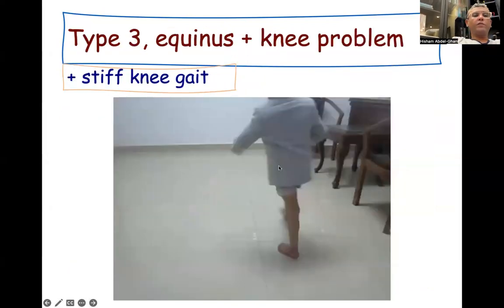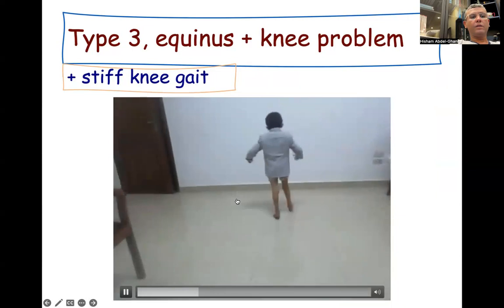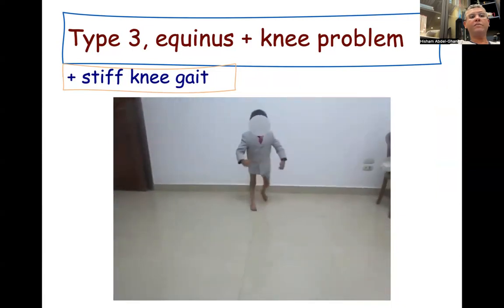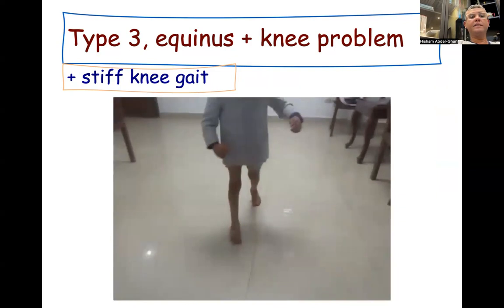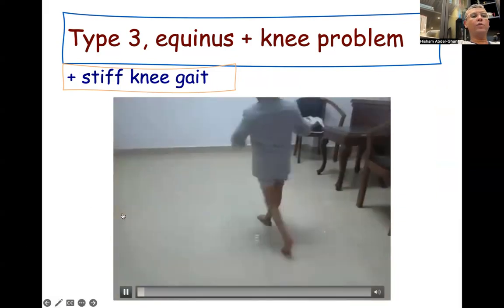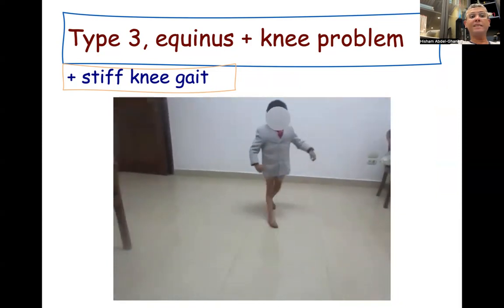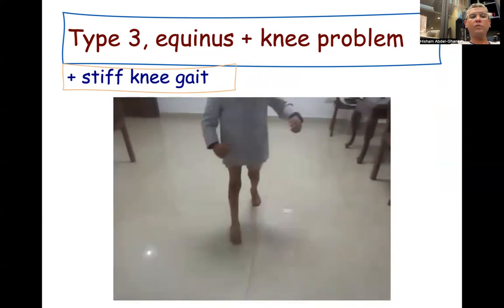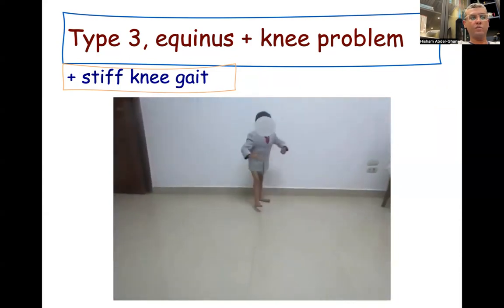The other form of type 3 is equinus with stiff knee gait. Look at this child. He has stiff knee gait. He has no flexion of the knee during swing. The knee is stiff. He walks with circumduction gait. He does excessive plantar flexion on the contralateral side to clear the foot and to transfer the diseased foot and do swinging of the diseased foot.